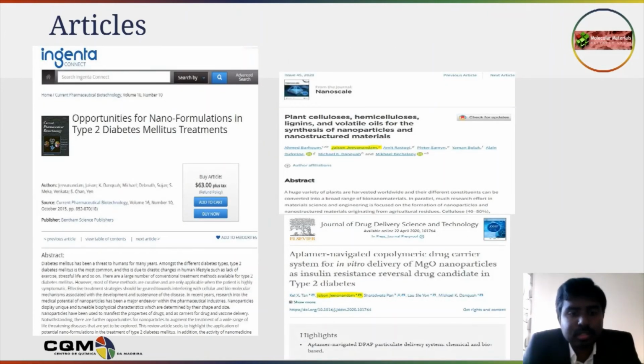These are the research articles which we have published related to our project. And we are also currently working on an aptamer-navigated copolymeric drug carrier system to deliver these MgO nanoparticles. Our idea is to encapsulate these MgO nanoparticles to target only diabetic cells, reach the diabetic cells, release MgO nanoparticles, and reverse insulin resistance only in diabetic cells and leave out normal cells.